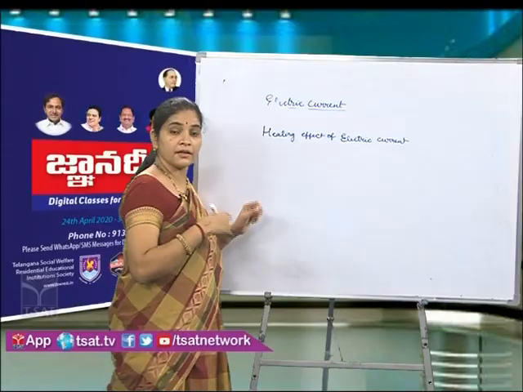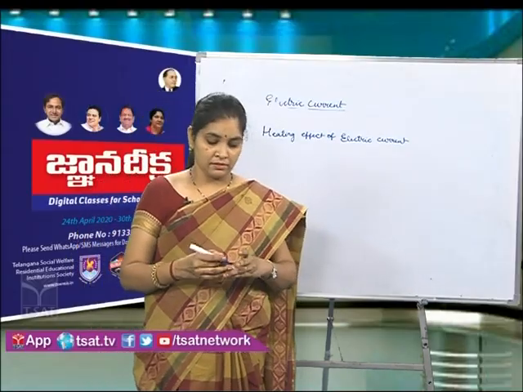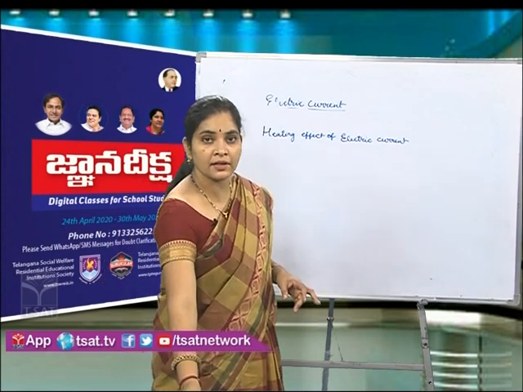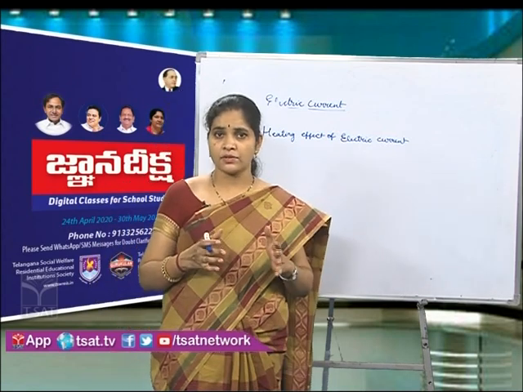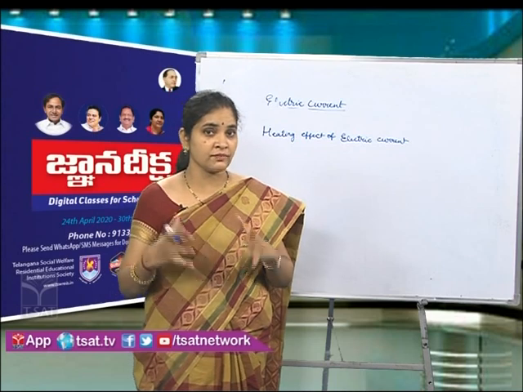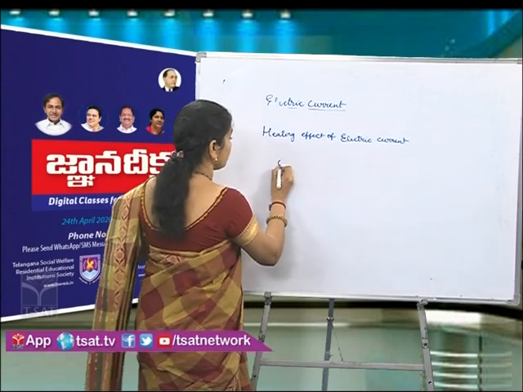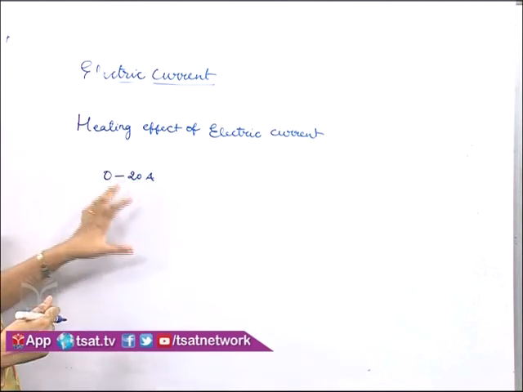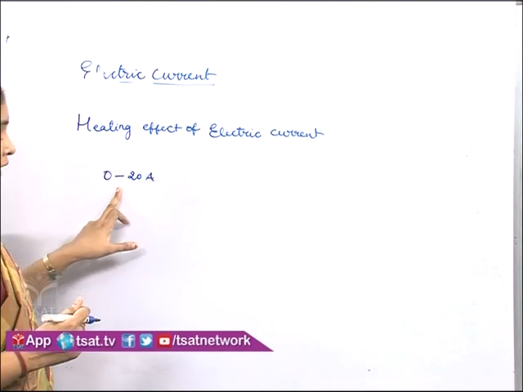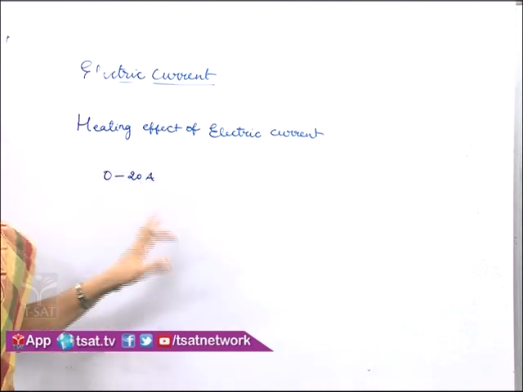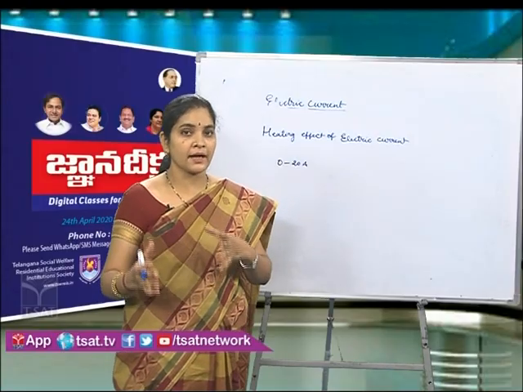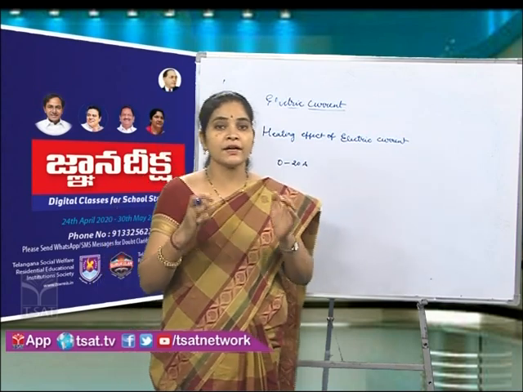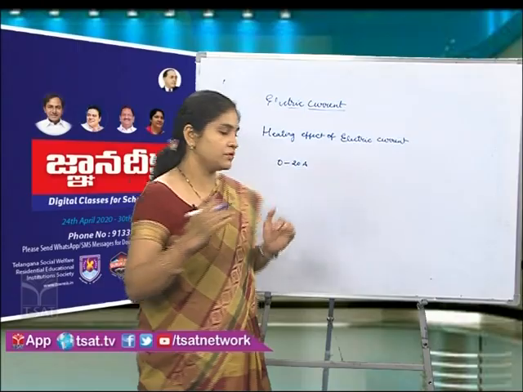Children, other than this, there is one more device which works on the heating effect of electric current. In our house, for household usage, we draw a current of 0 to 20 amperes from the mains. When current exceeds a limit, it may cause damage to electric appliances. So to protect from that damage, we use a safety device called electric fuse.